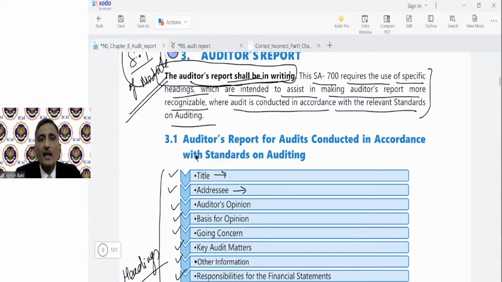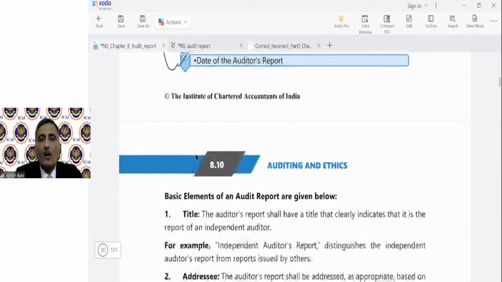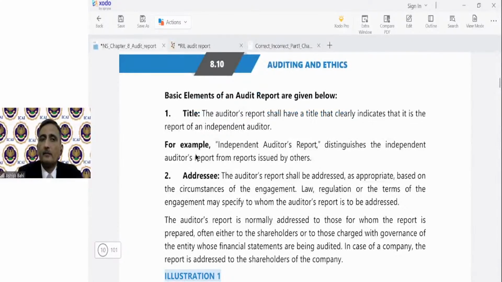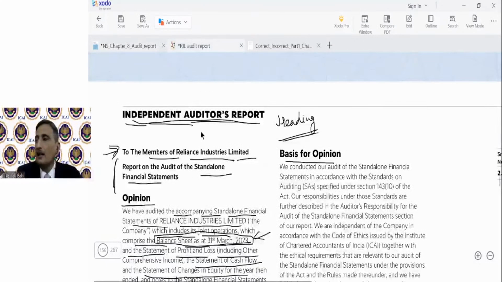So now we shall be taking up all these headings one by one. So title. The auditor's report shall have a title that clearly indicates that it is the report of an independent auditor. So that report will have a title clearly showing that it is the report of an independent auditor. Like we have seen in this report, there is a title, Independent Auditor's Report.